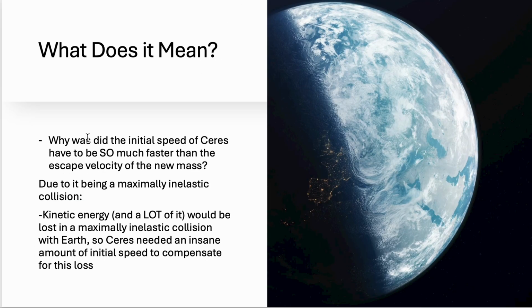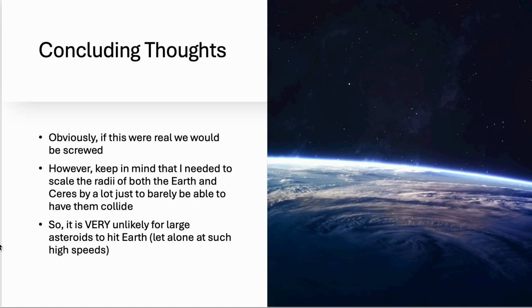And also, why was it that the initial speed of Ceres had to be so much faster than the escape velocity of the new mass? This is just due to it being a maximally inelastic collision, where kinetic energy was lost. A lot of it was lost. So Ceres needed an insane amount of initial speed to compensate for this loss.